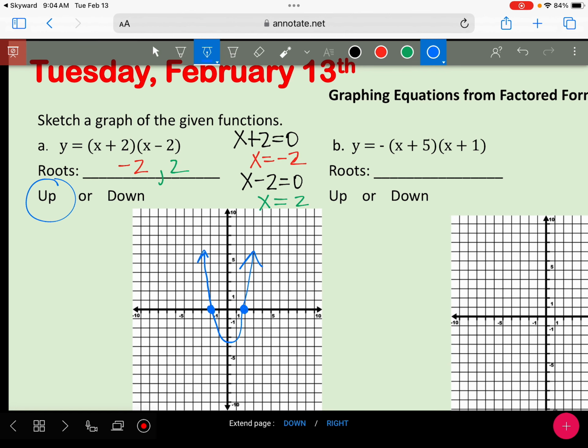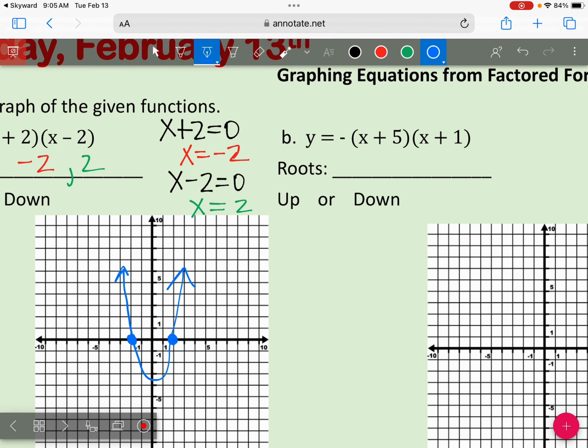All right, try to do the second one by yourself. Set them both equal to 0. Plot them.